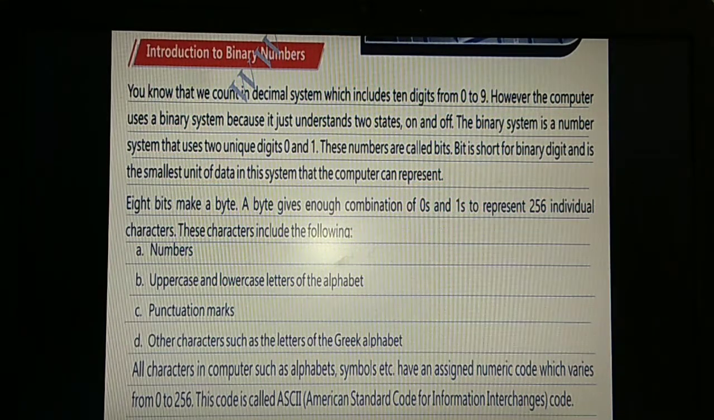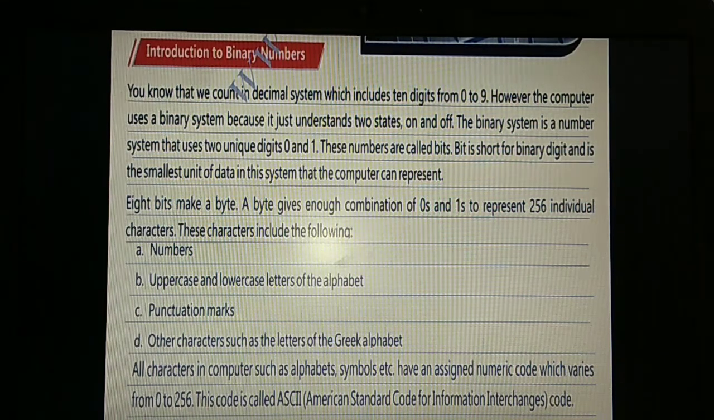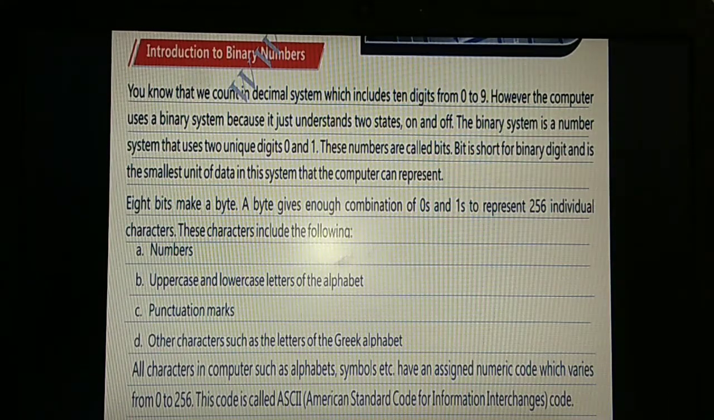All these 256 characters consist of ASCII code. What is the full form of ASCII? ASCII means American Standard Code for Information Interchange.